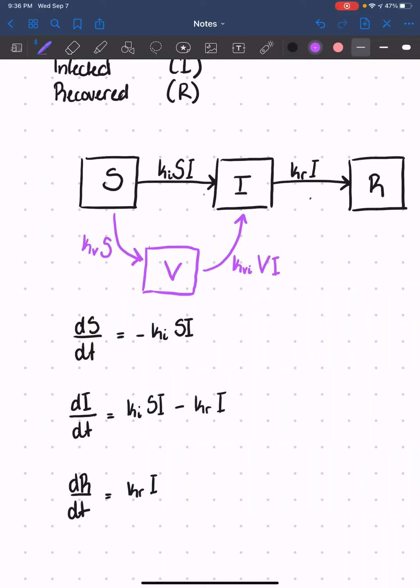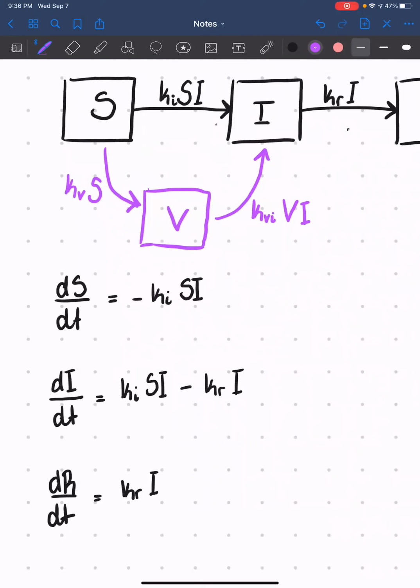Right, so now we need to put all of these terms in. We want to add these arrows to our existing equations. So let's look at dS/dt. There's now a new arrow leaving the S box. So that will mean that we now also need to subtract the rate at which susceptible people are getting vaccinated. They're leaving susceptible, moving to vaccinated. And we've already said that that is going to be KV times S.